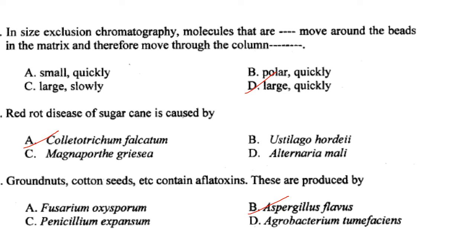Red rot disease of sugarcane is caused by Colletotrichum falcatum. Answer is option A. Groundnuts, cotton seeds, etc. are contaminated by aflatoxins. These are produced by Aspergillus flavus. Answer is option B.